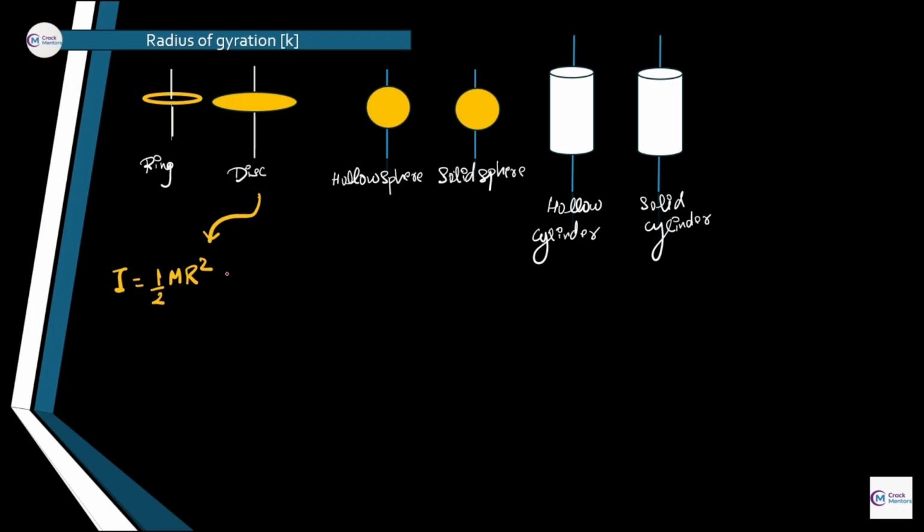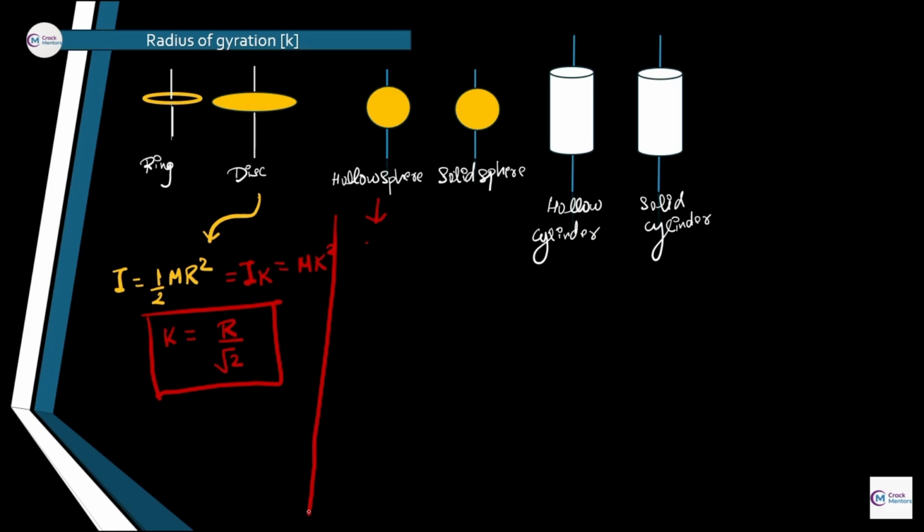Let's suppose we are finding the radius of gyration for the disk. Then I is equal to half mr square, which is equal to the general moment of inertia, mk square. After solving this, we get k is equal to r upon root 2. This is a very simple thing that you should be able to understand.